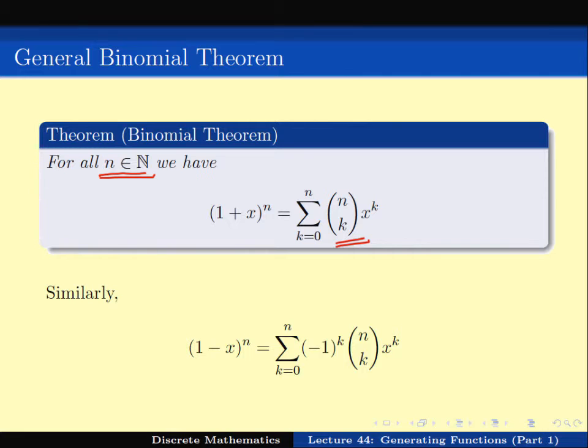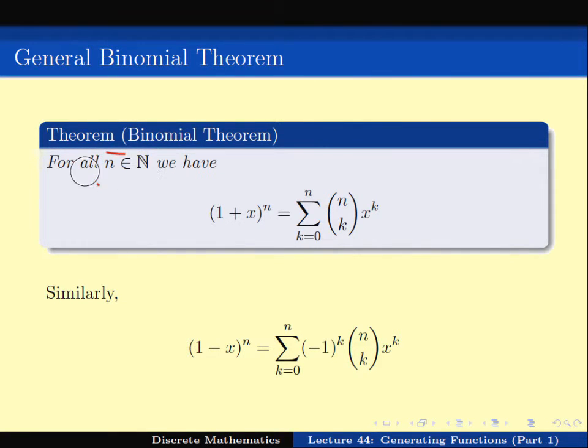Of course, from this binomial theorem, I can put other values in x and I get something like this: (1 minus x) power n equals the summation k equals 0 to n of minus 1 power k, n choose k x power k. But again, I need the fact that n is a natural number, right?